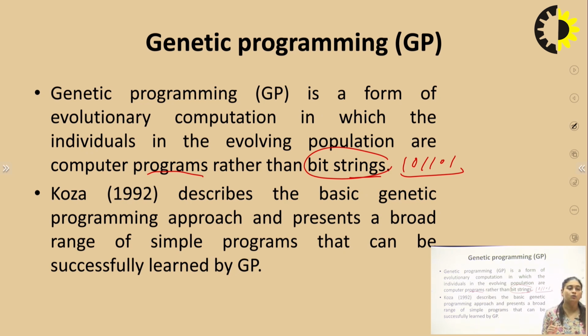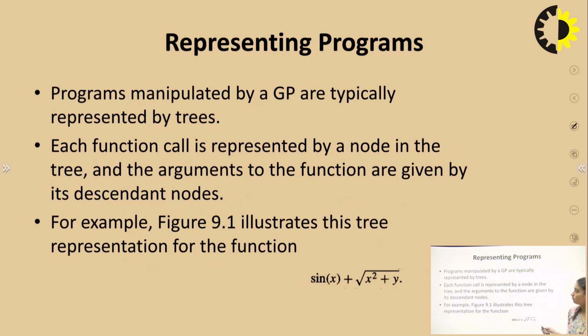So in 1992, Koza described the basic genetic programming approach, and it presents a broad range of simple programs. How to represent the programs here? They can be represented by trees. It is very important to understand how to represent it with the help of trees. A function call is represented by a node in the tree, and the arguments to the function are given by the descendant nodes.